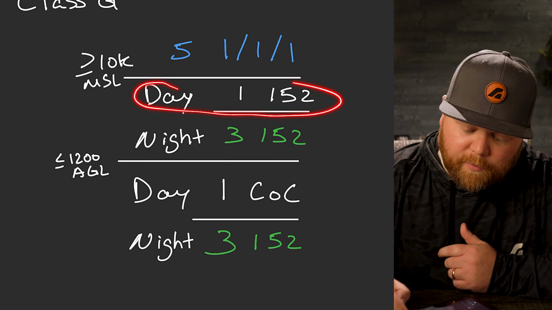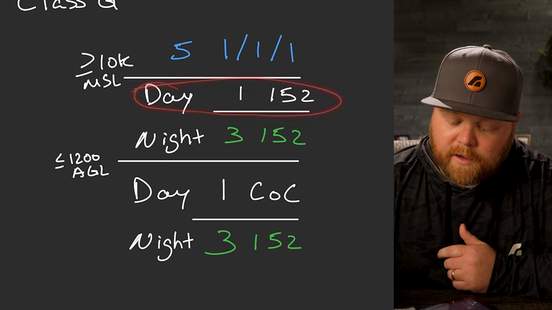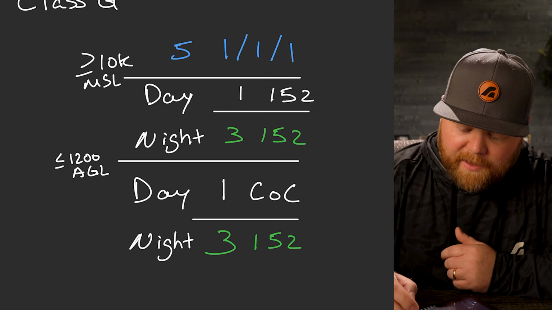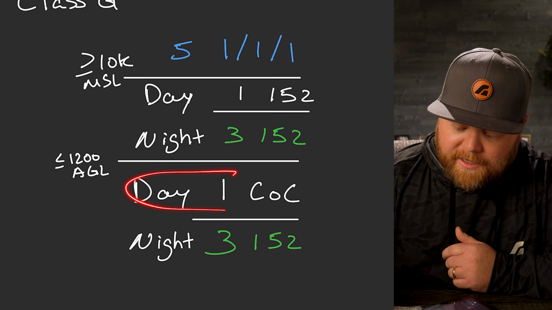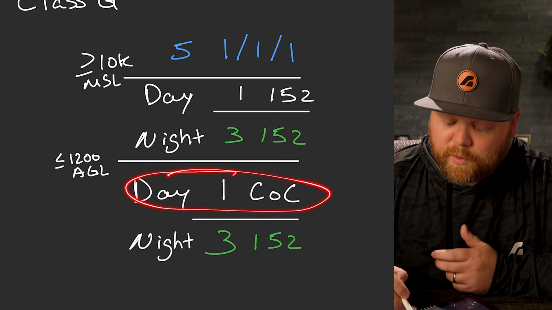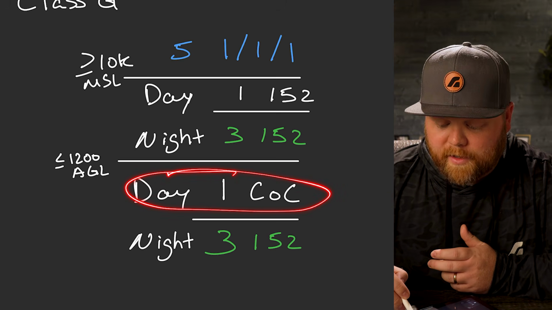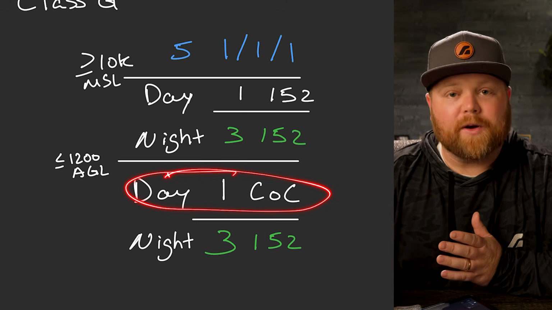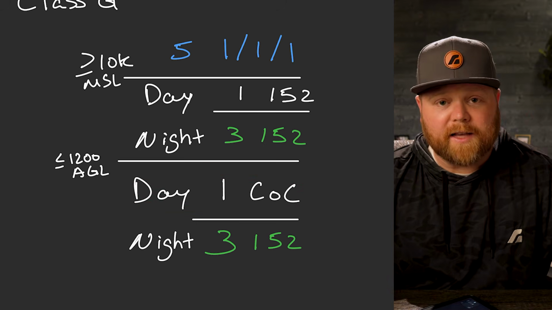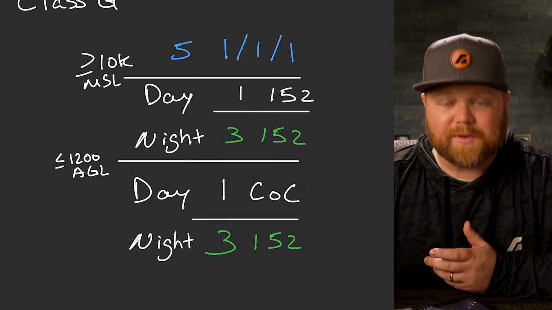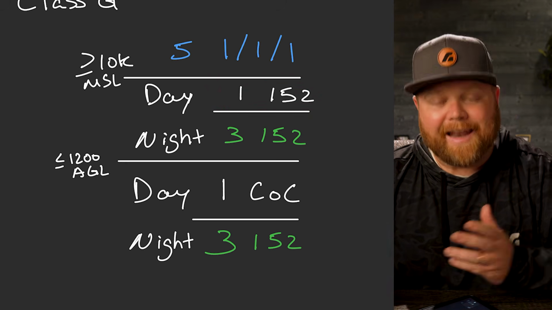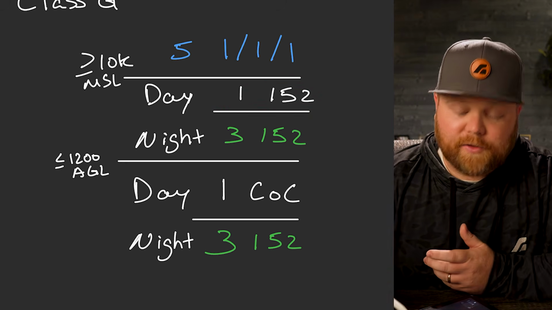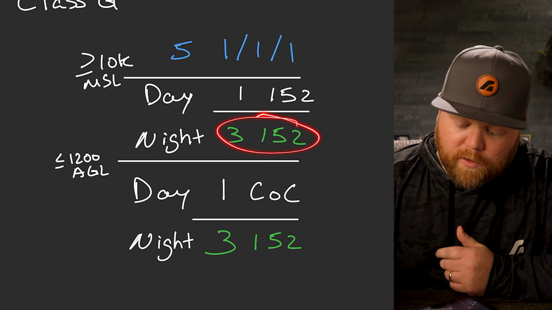So this one is a little bit random, but if you think about it logically, okay, we're not all the way at or above 10,000 feet MSL where things are happening a lot faster. We're also not down near the ground, below 1,200 feet AGL where it can be a lot less restrictive. So it's kind of somewhere in between, but it's still class Golf, still uncontrolled airspace. So it's less restrictive than the 3,152. So it goes to 152. At night, it's harder to see, and so therefore the minimums go up to 3,152.